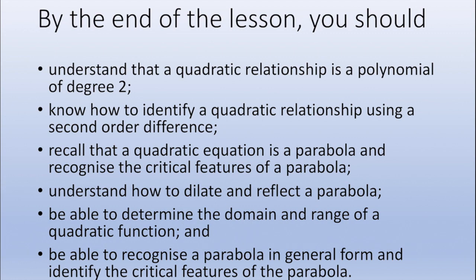Hopefully, you understand that a quadratic relationship is a polynomial of degree 2. You should know how to identify a quadratic relationship using a second order difference. You should also recall that a quadratic equation is a parabola and recognize the critical features of a parabola. You should know what the critical features are: the y-intercept, the turning point, whether it's a minimum or maximum, and the line of symmetry or axis of symmetry.